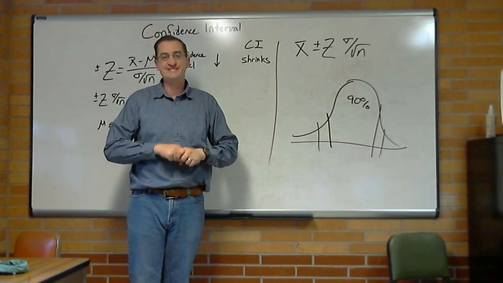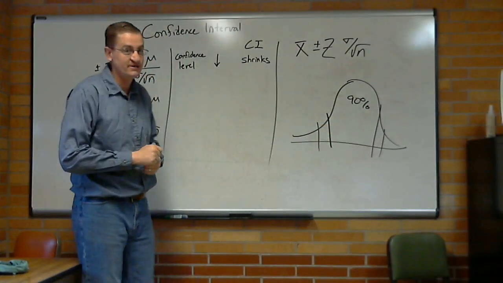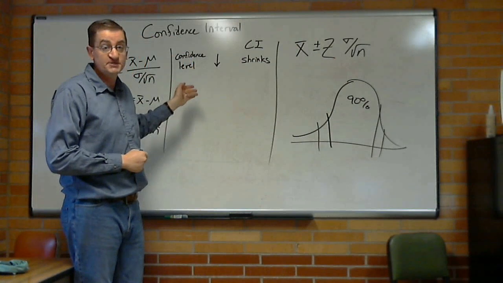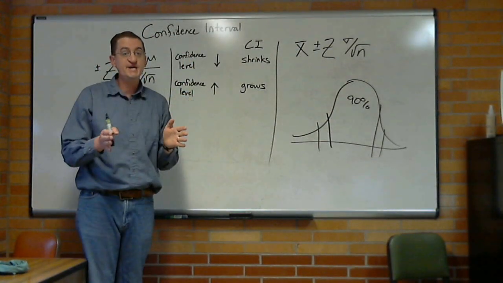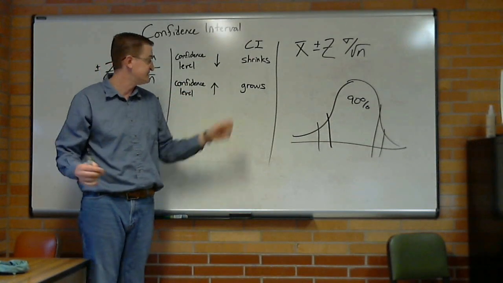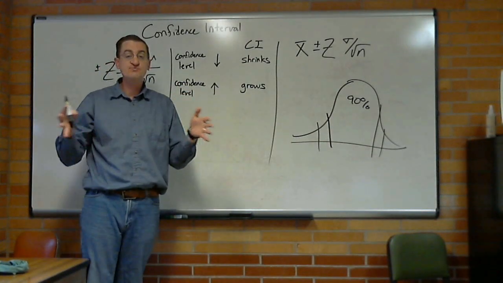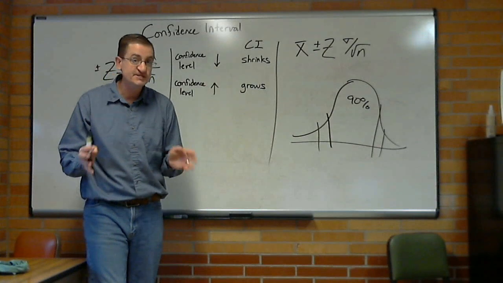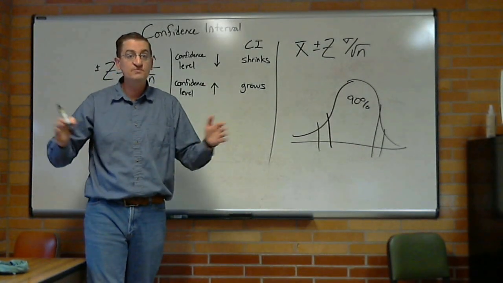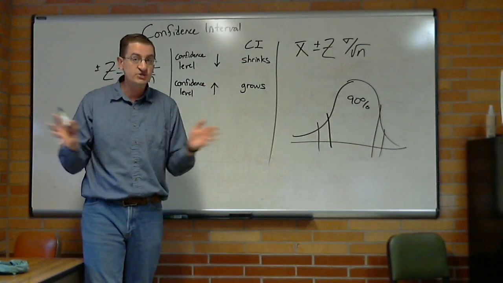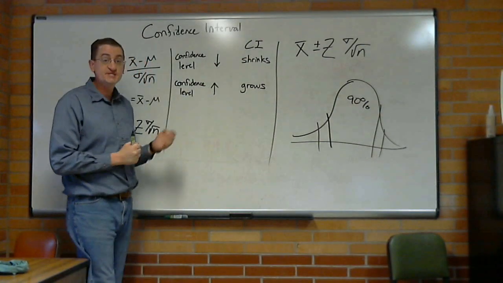In your homework, you're going to see a lot of numbers that are not 95% confidence. Here's one rule. The opposite, of course, is also true. If you use a higher confidence level, instead of 95%, let's go to 99%, then your interval is going to grow. The reason that makes sense is because if you want to be more confident that you got the answer right, you're going to include more numbers. So that's the trade-off.